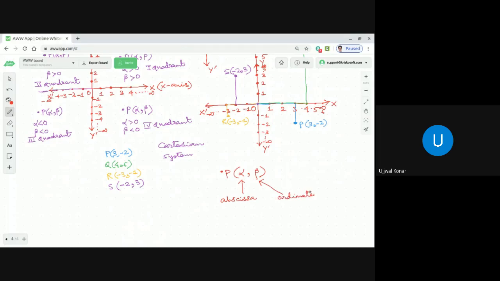Why am I saying so? Because sometimes you get a statement or question like, I have a point with abscissa 4 units. Then you should know that the x coordinate is 4. Or someone says, I have a point A with abscissa 5 units and ordinate minus 3 units. That means it is talking about the point (5, -3). As simple as that.